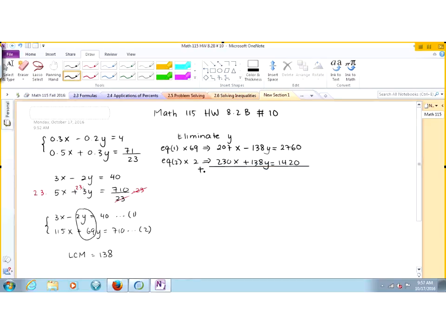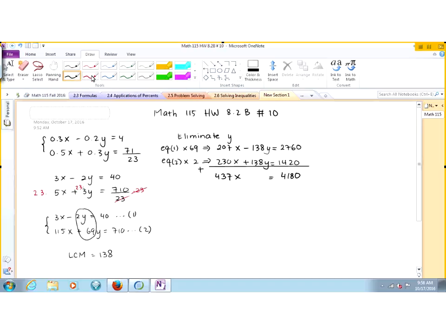And then, are we okay so far? Yes. So what is this? Oh, sorry. 437. I'm adding. I was correcting. 437x is equal to, what is this? 2760 plus 1420, 4180. Okay, good.